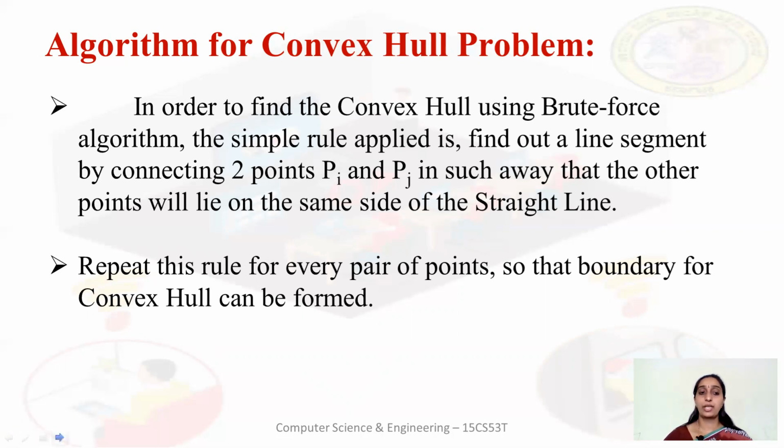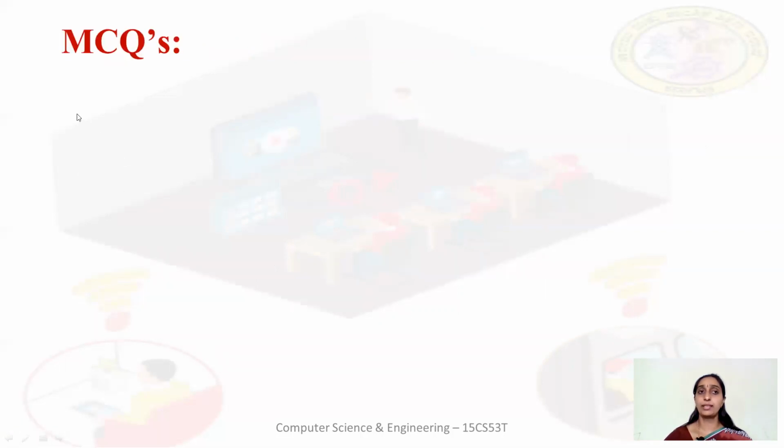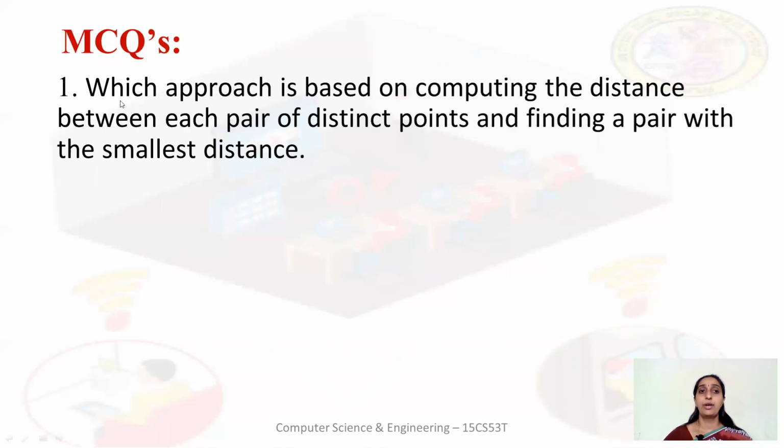Next we can go through the MCQ session. Now we shall see how much we have understood. The first question is: which approach is based on computing the distance between each pair of distinct points and finding a pair with the smallest distance? That is the closest pair of points problem.